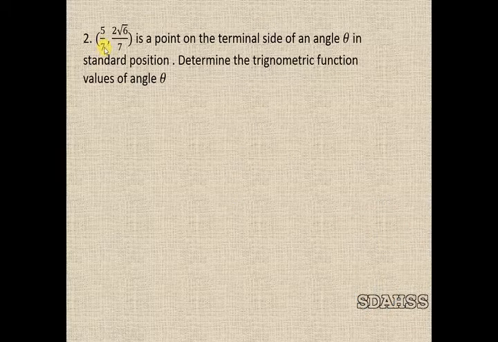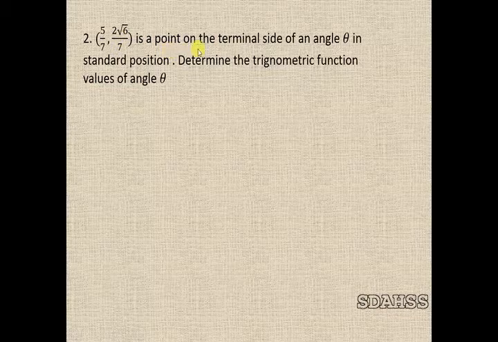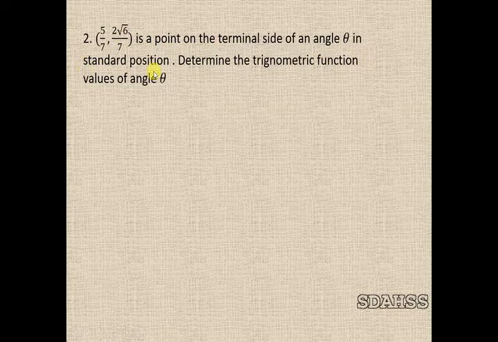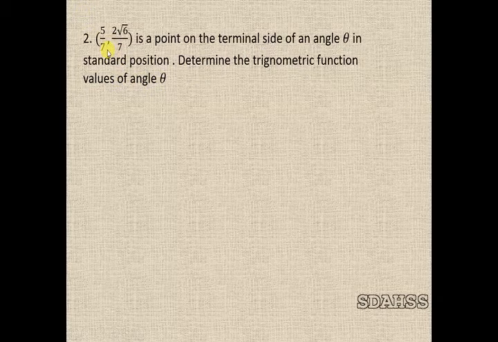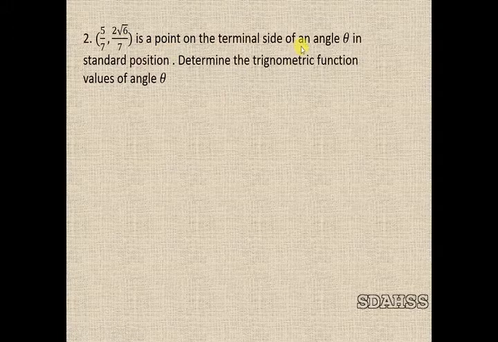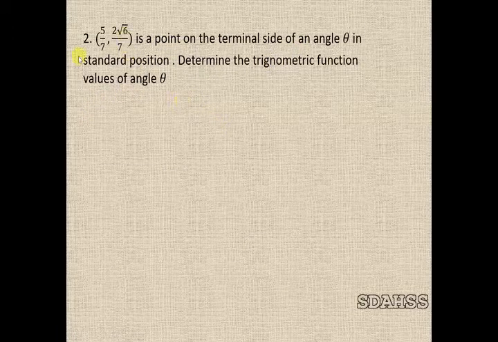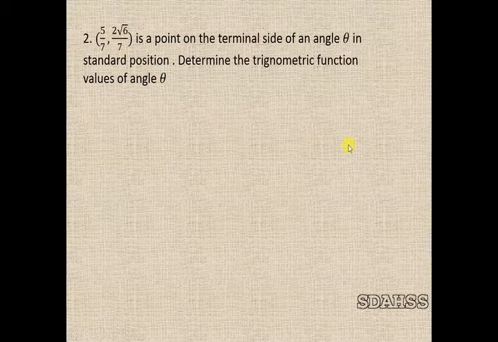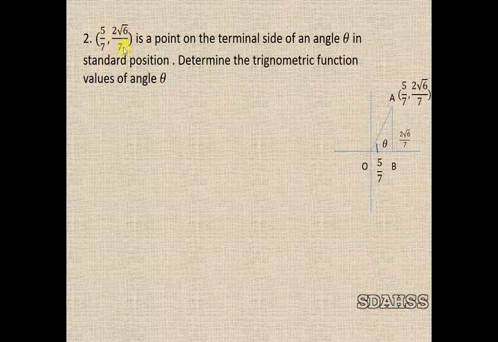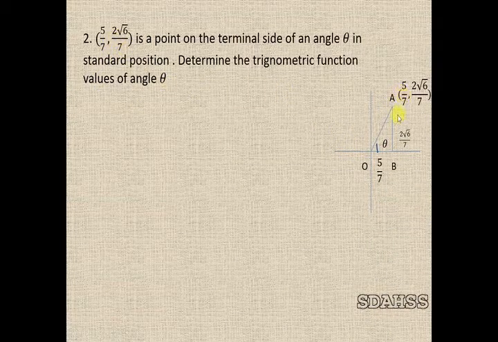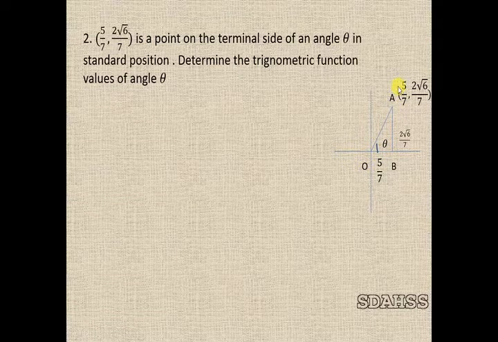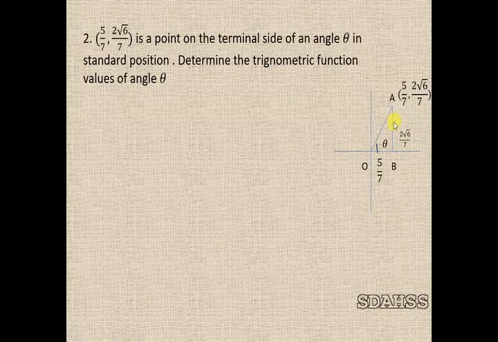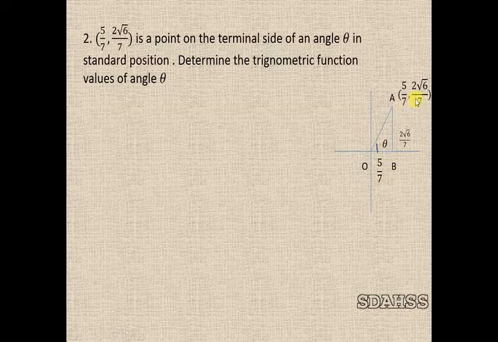Second sum. 5 by 7, 2 root 6 by 7 is a point on the terminal side of an angle theta in standard position. Determine the trigonometric function values of angle theta. First of all, you have to plot this point in a graph. 5 by 7, 2 root 6 by 7 lies in the first quadrant. And then name it as A. The origin as O. And then join OA. Then join AB.